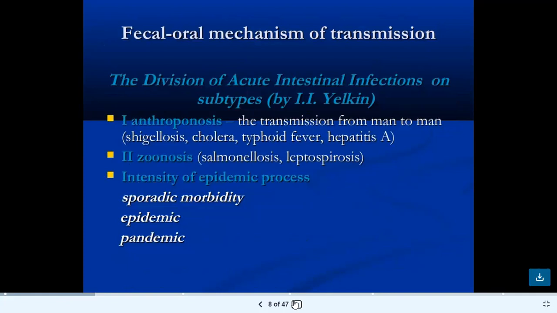Now the division of acute intestinal infections. First is anthroponosis, the transmission from man to man. Under this come shigellosis, cholera, typhoid fever, and hepatitis. The second one is zoonosis. Under this comes salmonellosis and leptospirosis. And the third one is intensity of the epidemic process. Under this comes sporadic morbidity, epidemic, and pandemic.